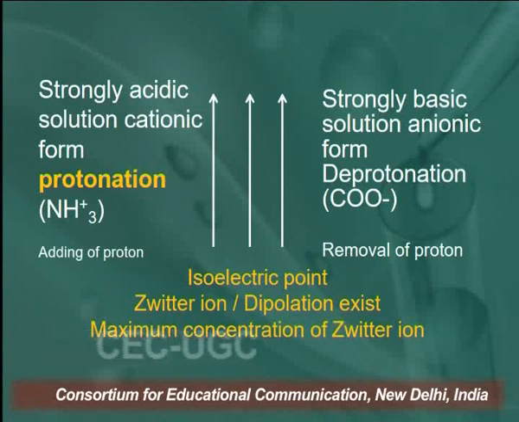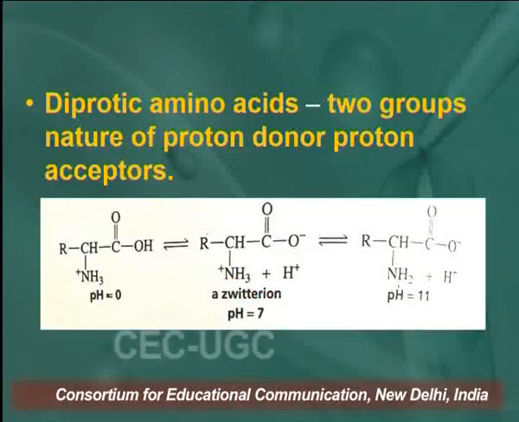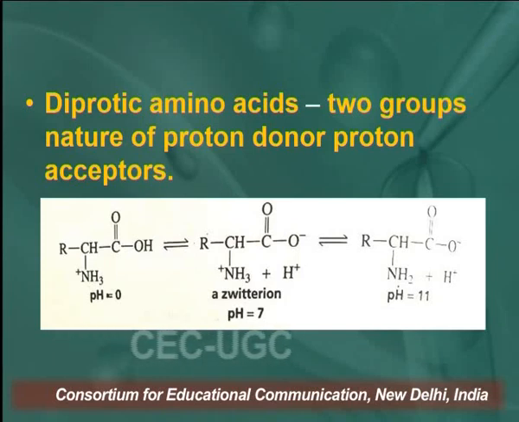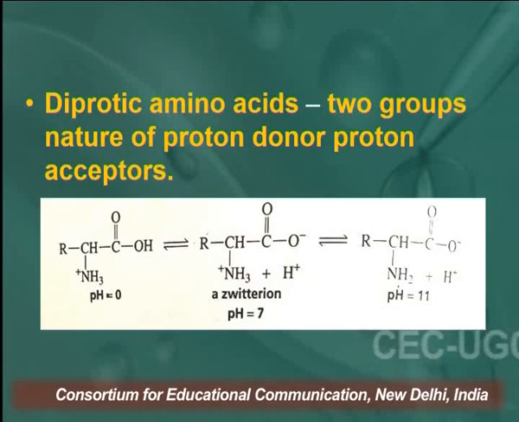And learners, the pH at which we get the Zwitter ion or dipolar ion is called the isoelectric point, and at the isoelectric point the concentration of the Zwitter ion is at a maximum. On your screen you are looking again at the amino acid present in both cationic form and anionic form, and in between them there is a Zwitter ion. At pH 7 there is the Zwitter ion, and this pH is called the isoelectric point.